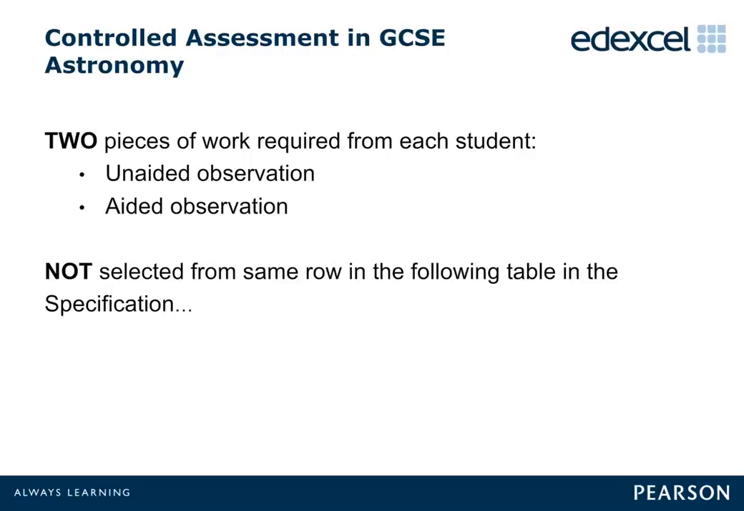This is the basic structure for each student's portfolio of work for controlled assessment in GCSE Astronomy. They need to complete 2 pieces of observational work, one with a naked eye and one with some form of optical instrument, such as a camera, binoculars, or a telescope.